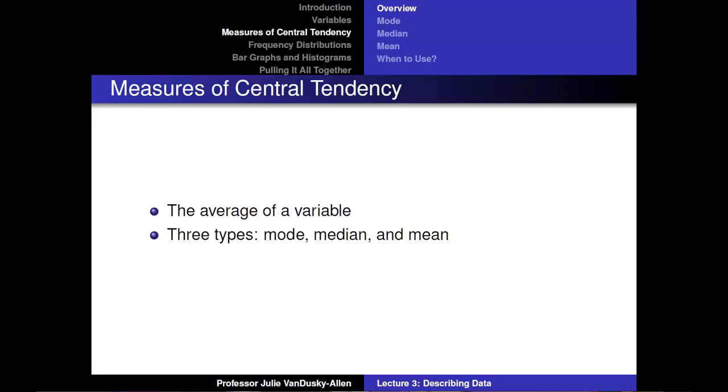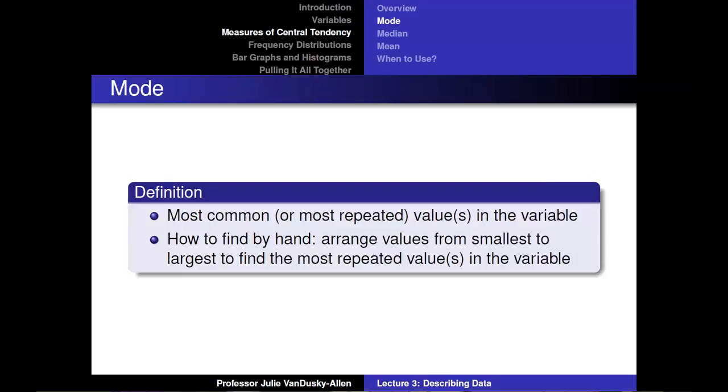Next, I'm going to show you how to use basic statistics to describe data. First, I will discuss measures of central tendency. Central tendency is just another way of saying the average or typical case of a variable. There are three measures of central tendency: the mode, median, and mean. The mode is the most common or most repeated value in the variable. In order to find the mode by hand, you arrange the values from the smallest to the largest, then you find the most repeated values in the data set.